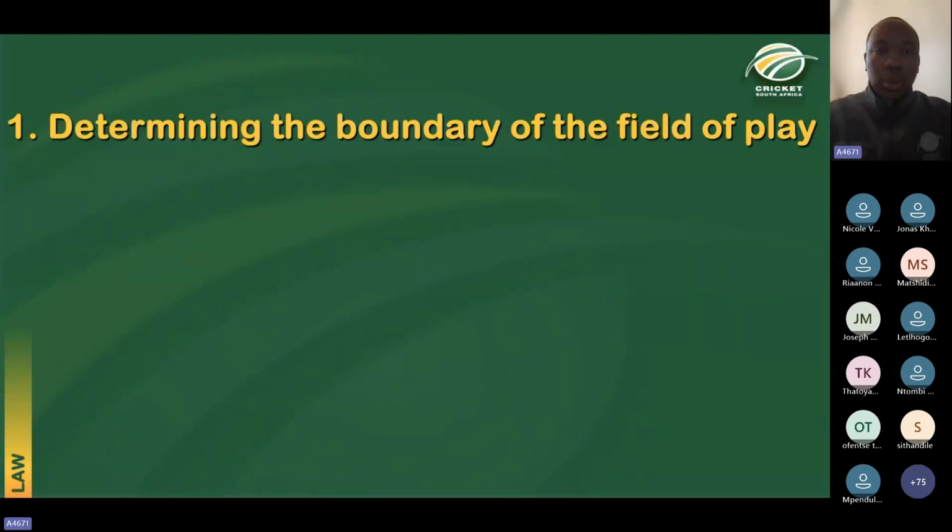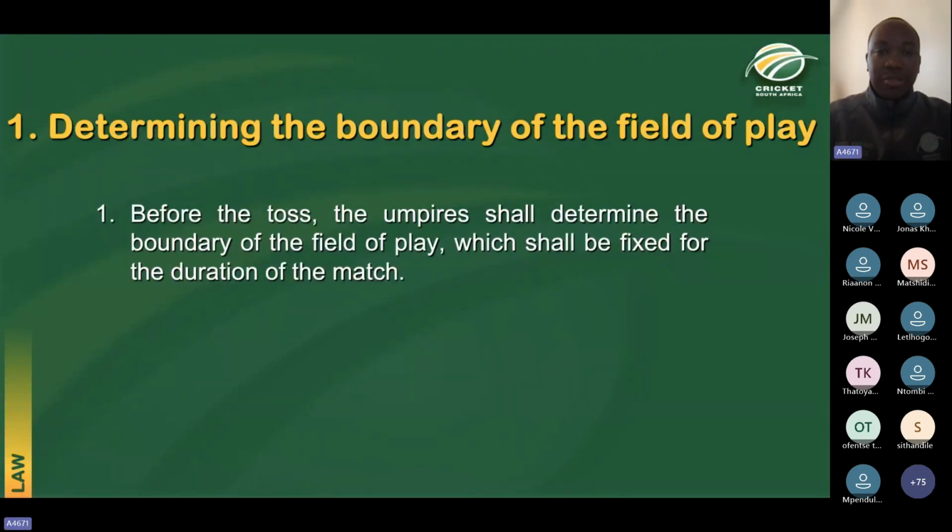How do we determine the boundary of the field of play? Law tells us that before the toss, the umpire shall determine the boundary of the field of play, which shall be fixed for the duration of the match. So once the match starts, the boundaries cannot change, cannot be brought in or taken out or moved in any way.